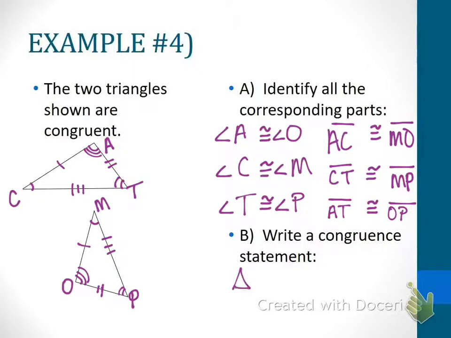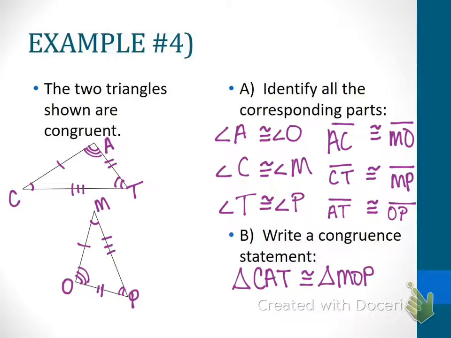All right, what about our congruence statement? So remember, that's when we talk about the whole entire triangles. So we put a little triangle symbol. What did we name our first triangle? CAT. And if we name our first one CAT, how do we have to name the second one? MOP.